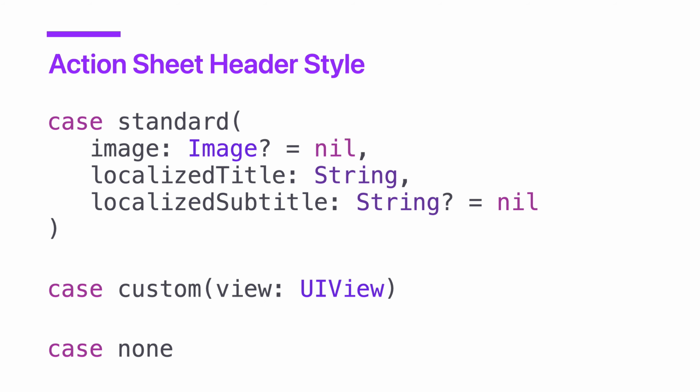I want to dive into a little bit of the API here. We have this header style that can be put into the action sheet. The image and the subtitle are optional as long as you supply a title. That's all you need, and then you will get the close button for free. You can also pass in a custom view. Again, the close button will still remain, or if you don't want a header at all, you can also pass nil or none in this case.